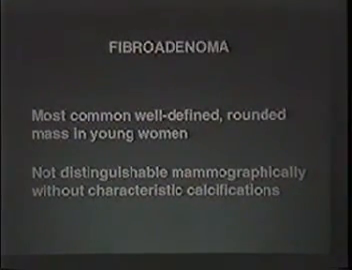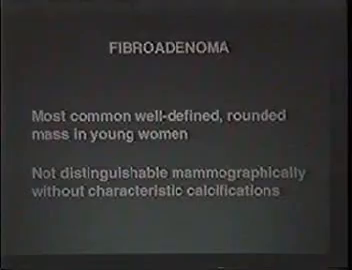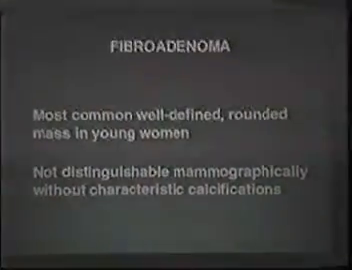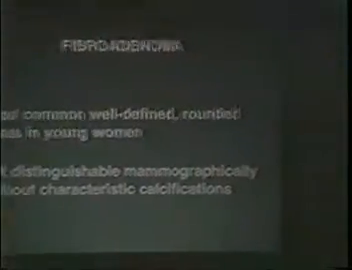Fibroadenomas, the other very common benign lesion that we see in the breast, are often well-defined, rounded. They may be somewhat lobulated. We see them in young women. The age is younger than that for which we see cysts. They are not distinguishable mammographically unless they have these typical coarse, clumpy calcifications that we see in a degenerating fibroadenoma, which is why we have to biopsy a lot of them.